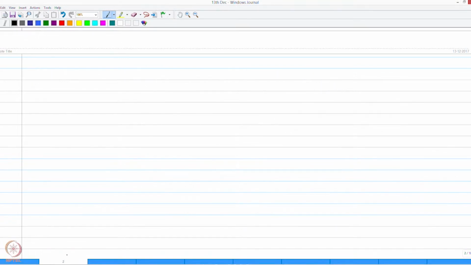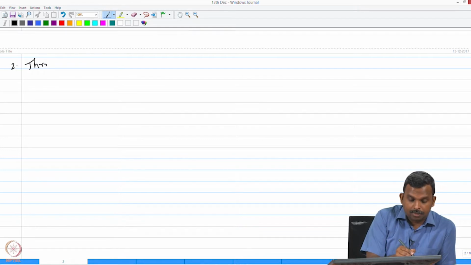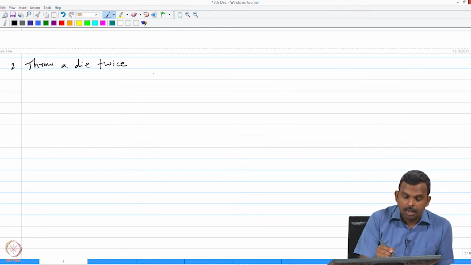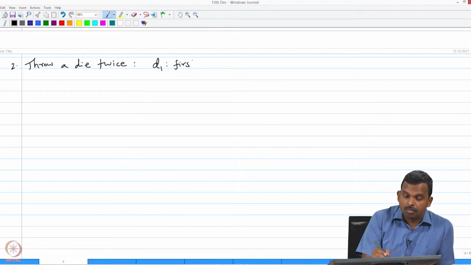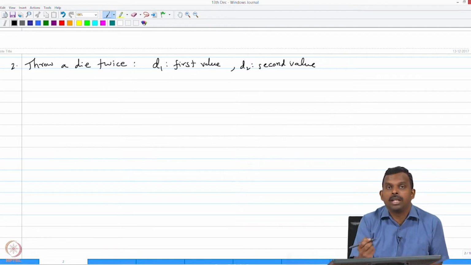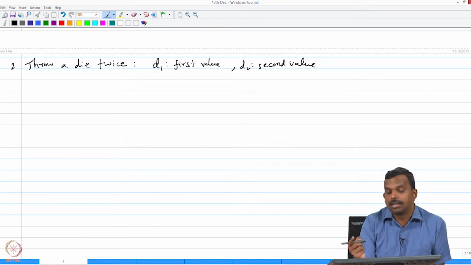Let us move on to the next experiment, which is throw a die twice. Okay. So, I am going to define 2 random variables here. You throw a die twice, let us say d1 is the first value and d2 is the second value. Okay. So, we threw the die twice, we got 2 values, the first value was d1, second value was d2. Now, d1 could be any one of 6 possibilities 1, 2, 3, 4, 5, 6. D2 could also be any one of 6 possibilities 1, 2, 3, 4, 5, 6.